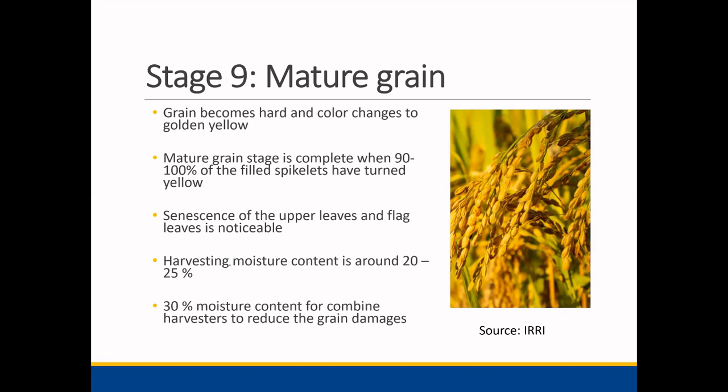Usually the crop is ready to harvest when the grain moisture content is around 20 to 25%. That is the range in which you can decide to harvest the mature grain. But if you are using combine harvesters, it's better to harvest a little bit early, at maybe around 30% moisture content. The reason is that if the grain is dry, when you apply combine harvesters there's a high chance of grain damage. So those are the considerations you have to keep in mind, especially for the mature grain.